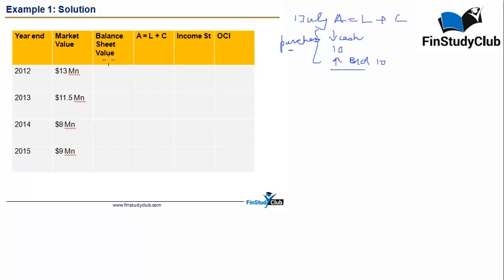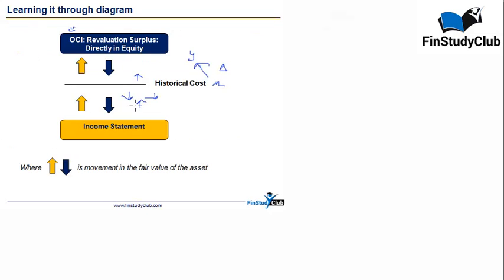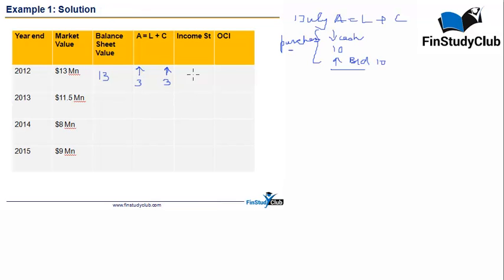My fair value model says that balance sheet value should always be the fair price. That means my assets have gone up by 3, no change in the liability, so the gain, obviously the unrealized gain, should be recognized in capital. However, the key question is which part of the capital. Now again, my diagram here says any change, my historical cost is right here. I am raising it to 13, which means this movement is above the line, therefore this should go to OCI.